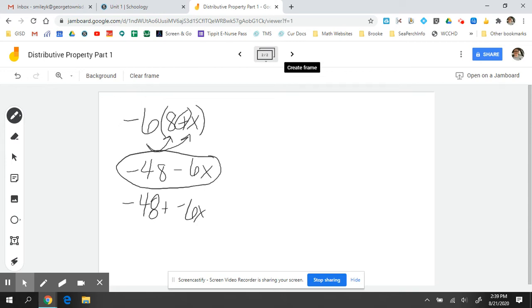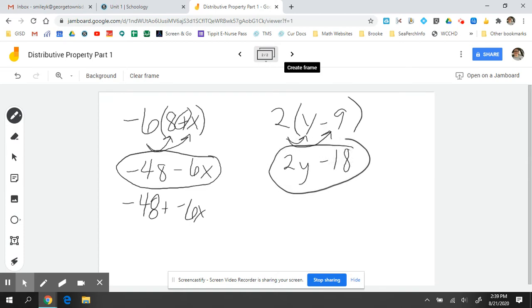Another example. Why don't you pause your video in just a second, try to work it out, unpause, and see if you got it correct. So I'll give you a second to pause. All right, I hope you got back and solved it. Hopefully you said 2 times y is 2y. 2 times 9 is 18.